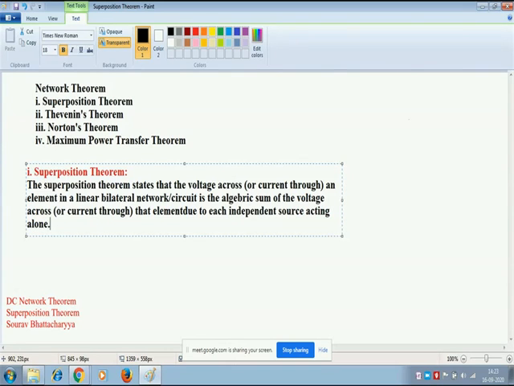So from the definition it is clear that the superposition theorem states that the voltage across or current through an element, which can be a resistor, inductor or capacitor, in a linear bilateral network. This is the main condition: the circuit should be linear bilateral. In case of non-linear circuits, the superposition theorem is not applicable. So in a linear bilateral network or circuit, it is the algebraic sum of the voltage across or current through that element due to each independent source acting alone.